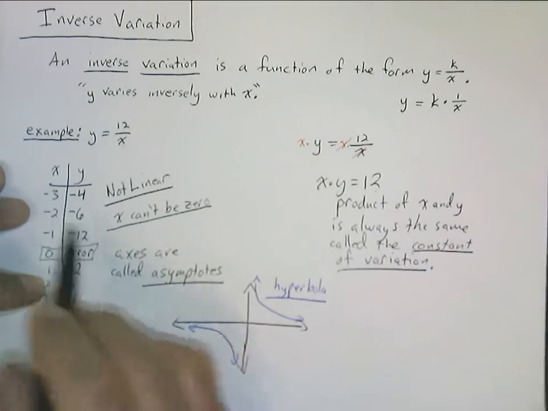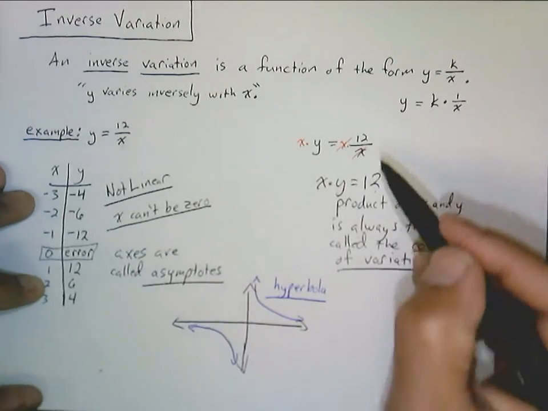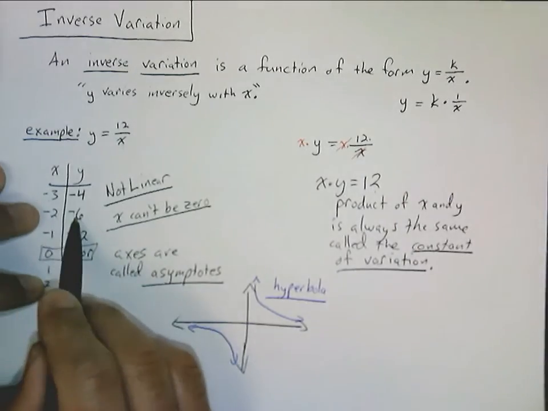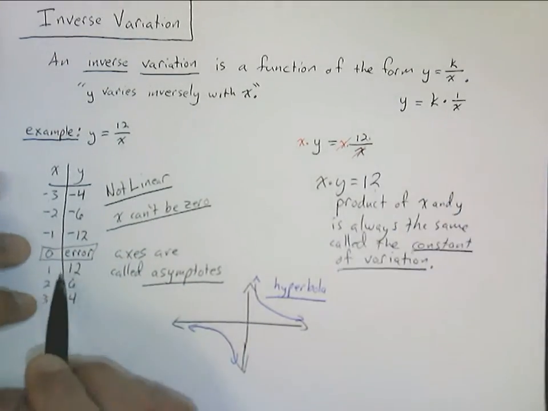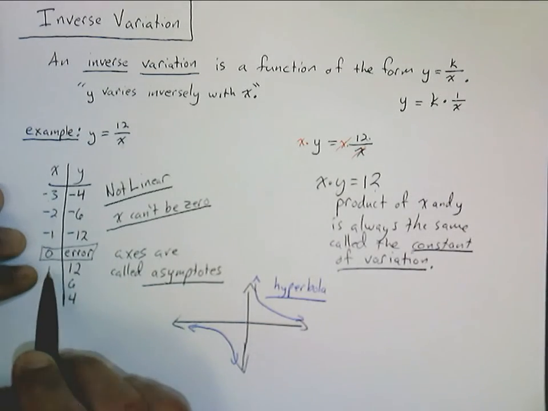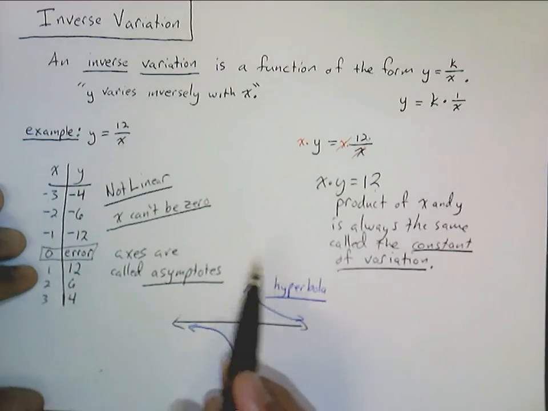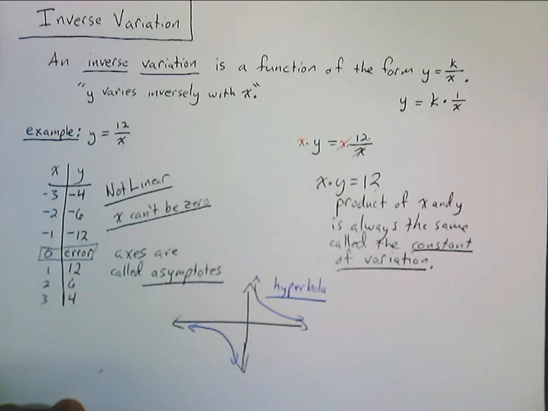And again, if we look at this table, negative 3 times negative 4, that's positive 12. Negative 2 times negative 6, 12. Negative 1 times negative 12, 12. We have a problem with this point, of course, because x can't be 0. But down here, 1 times 12 is 12, 2 times 6, 12, 3 times 4, 12, and we see that always with inverse variations. Okay, we'll play around with these some more in class.